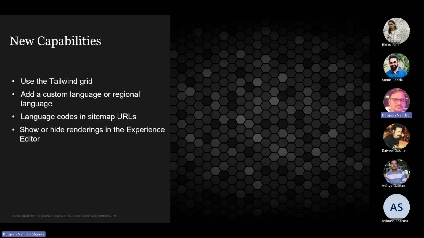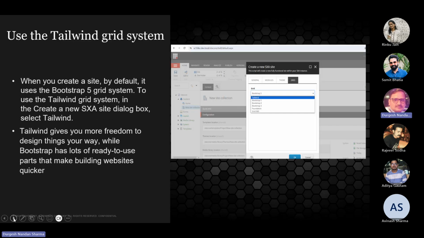So we are going to discuss them one by one. Before the 10.4 version of Sitecore, the Bootstrap CSS grid system was available. But in 10.4, they introduced the Tailwind grid system also. Whenever we are going to create a new SXA site, we can choose Tailwind as the grid, or for an existing site, we can edit it and if we are using Bootstrap, we can shift to the Tailwind grid.